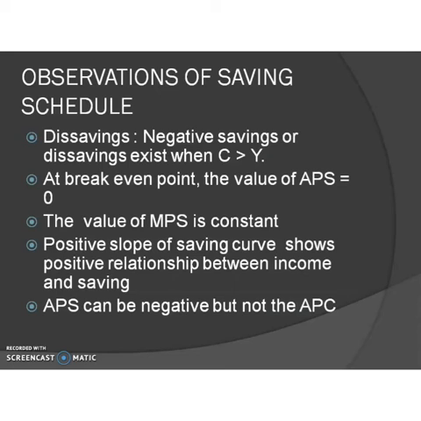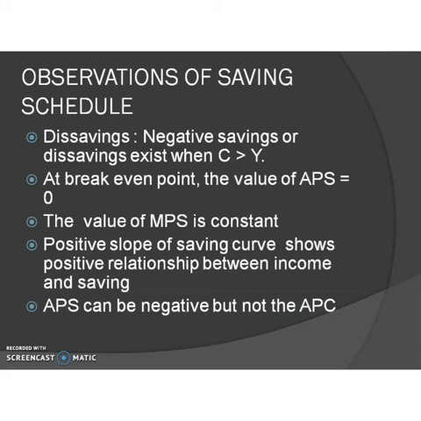Then positive or upward slope of the saving curve shows a positive relationship between income and saving. That means as income increases, saving also goes up. Then APS can be negative but not the APC. A saving can enter the negative zone but not the consumption.